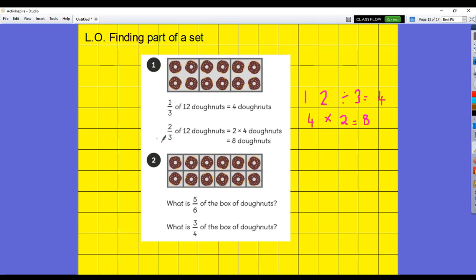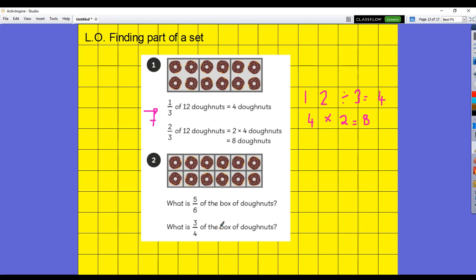Okay, so this is what we were doing yesterday, the first step. Today, we're doing the first step plus now timesing the numerator with our answer. Okay. So let's put that into practice again. What is 5/6 of the box of donuts?